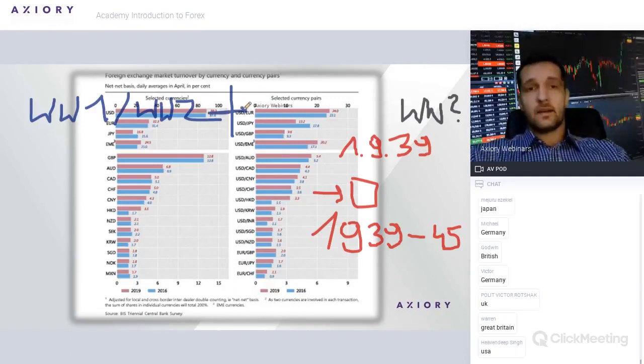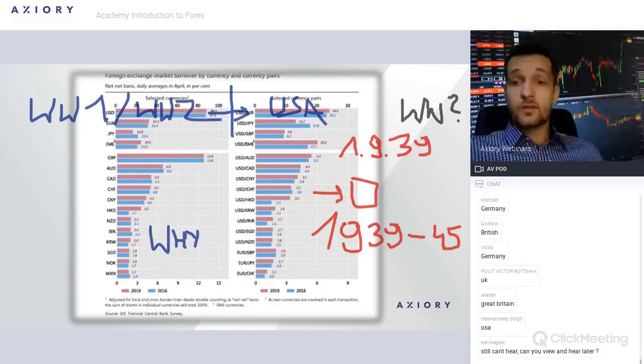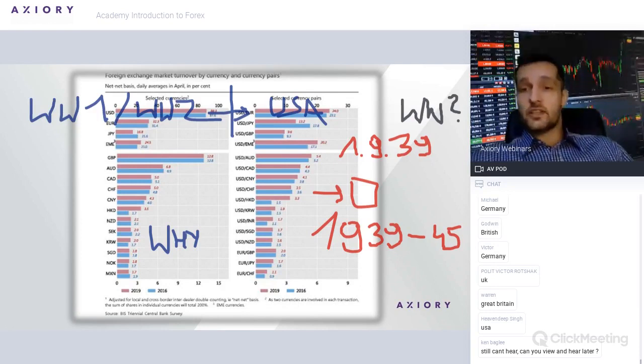Then after the Second World War, Europe was destroyed, and this hegemony was transferred to the United States. The United States became the world hegemon. Why, my friends? I'm sorry I'm talking about history, but it's important to know because we are getting close to another switch of the global powers.